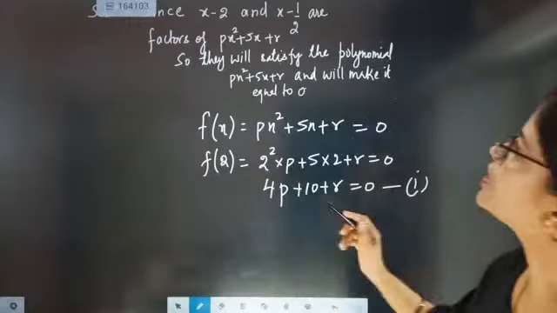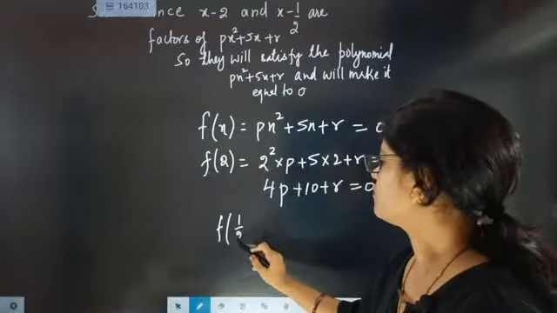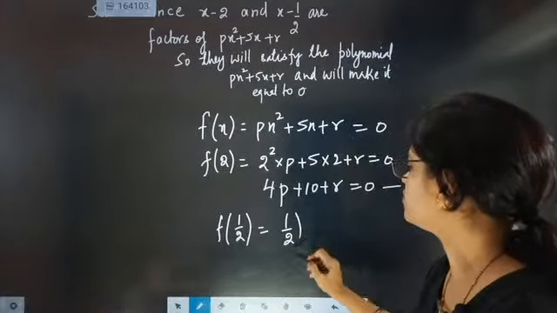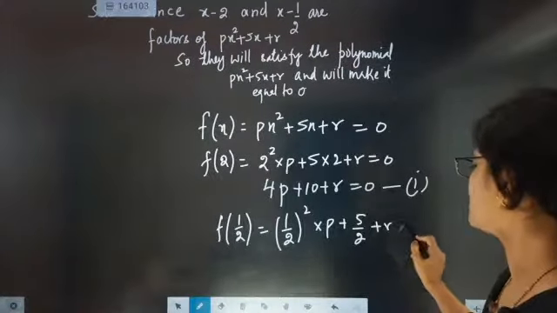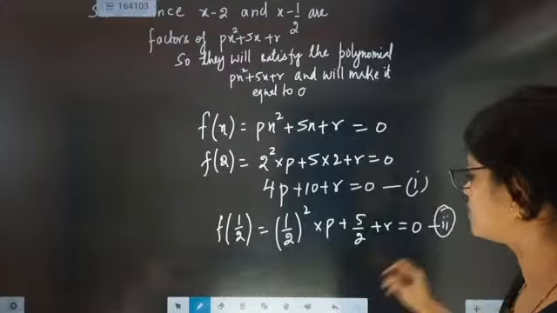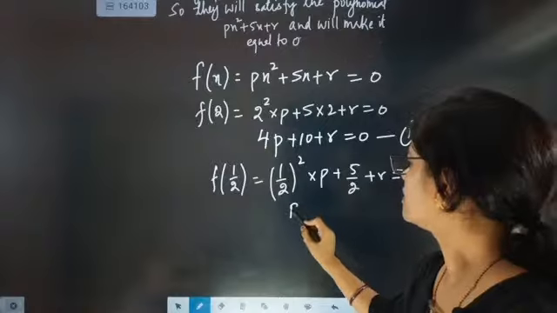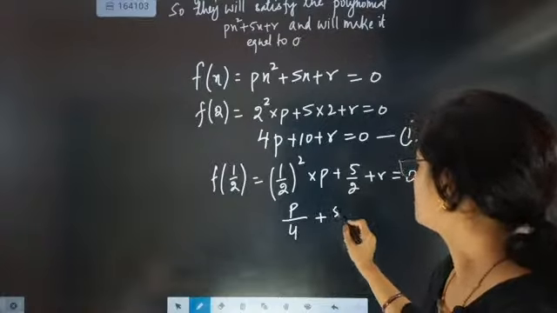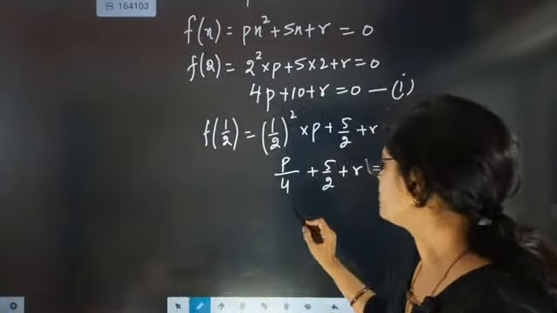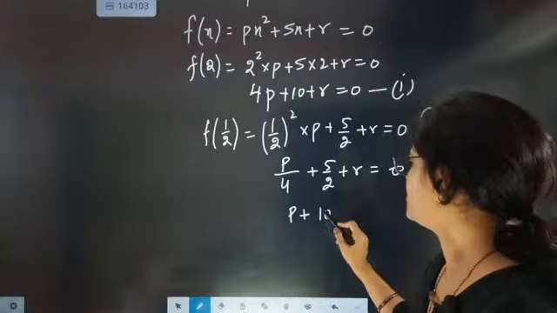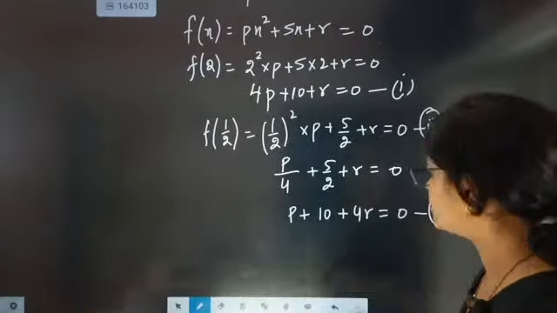Fine. Now you have to put f of 1 by 2. When you substitute this one, it will become 1 by 2 whole square into p plus 5 by 2 plus r, and this will become equal to 0. So now it is going to come as p by 4 plus 5 by 2 plus r equal to 0. If you take LCM, it will become p plus 10 plus 4r equal to 0. This will become equation 2.